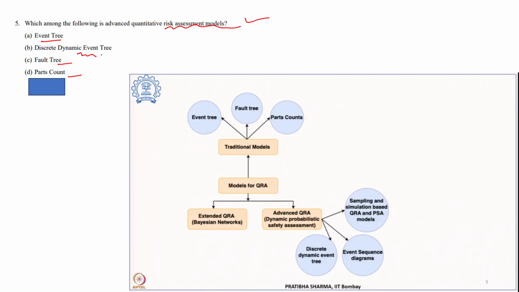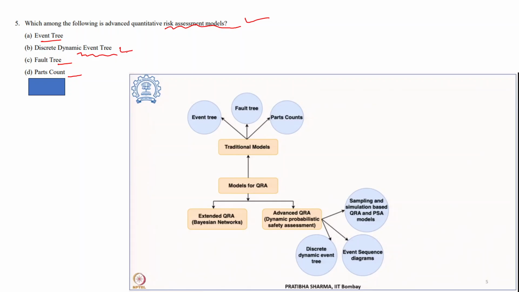HA is a traditional model, while discrete dynamic event tree and some other ones, like event sequence diagram, sampling and simulation based, these are the advanced ones. These are all simulation based, and this is the advanced method. Do you know the discrete dynamic event tree?